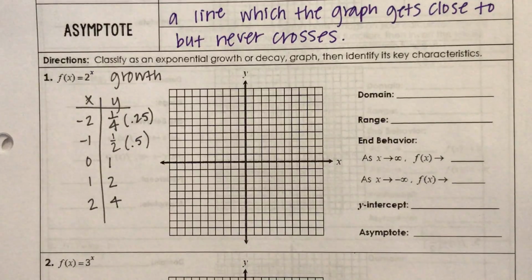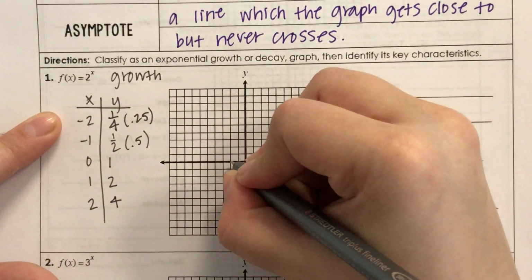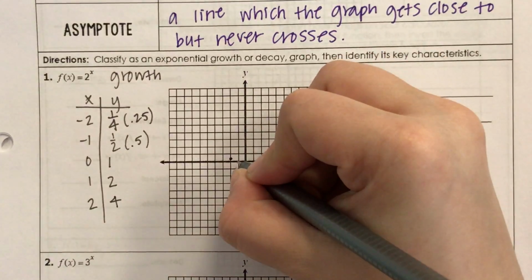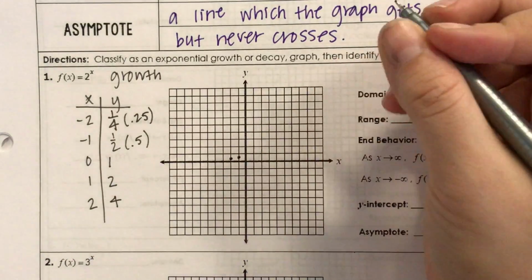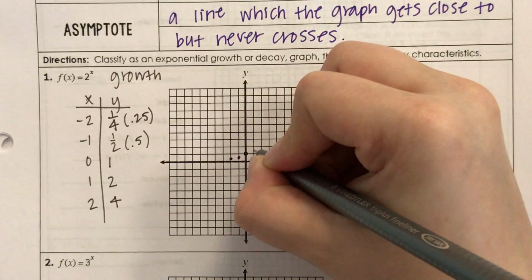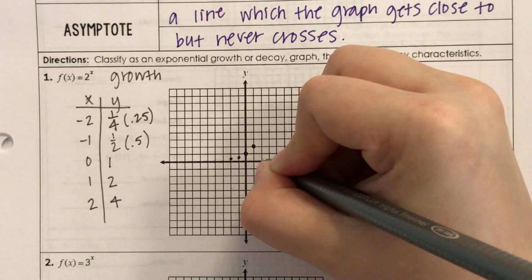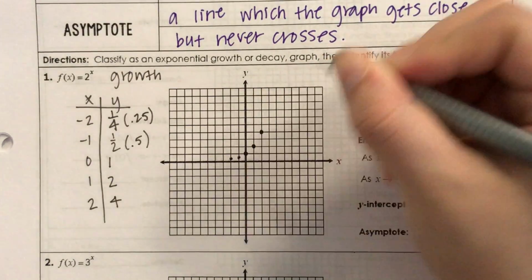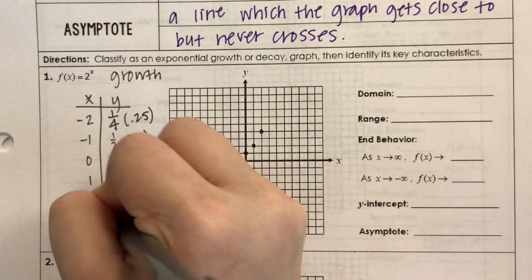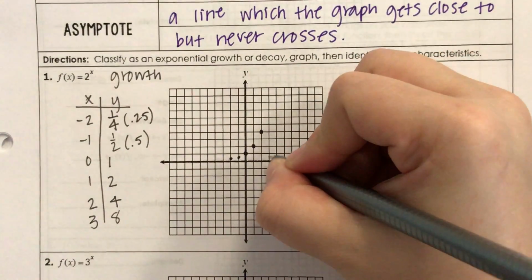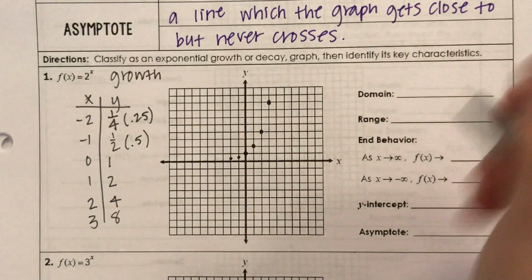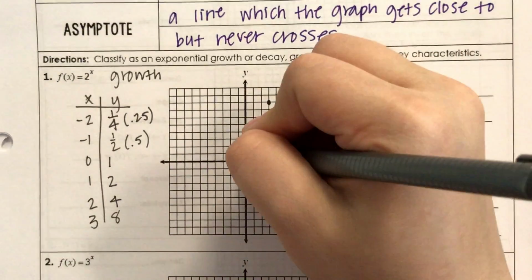So let's plot these points. So -2, 1/4 is about right there. -1, 1/2, 0, 1, 1, 2, 2, 4, and for good measure, let's use 3. 2 to the 3rd power is 8, because we can fit that on there. So 3, 4, 5, 6, 7, 8. Okay. And now we just connect.